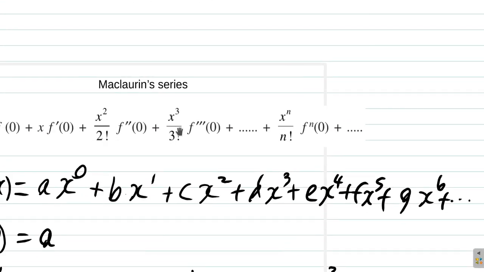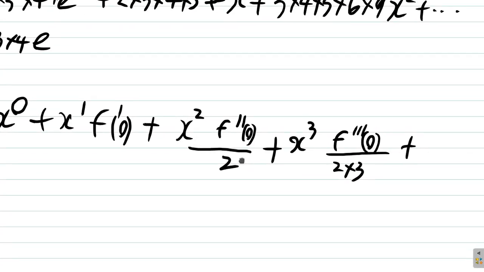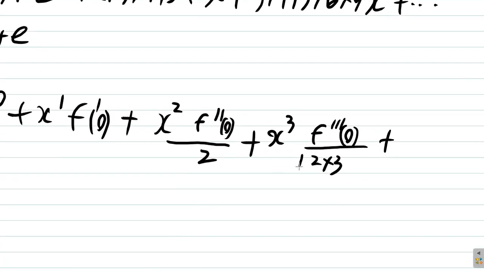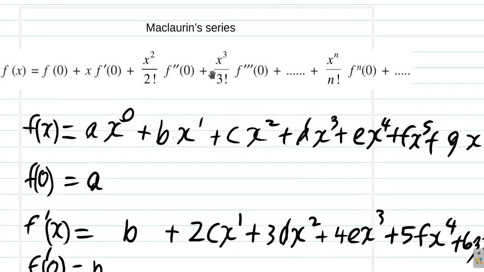Now notice they have it over factorials, so let's match it up with that. 2 times 3 is the same as 1 times 2 times 3, and if you remember your factorials, this is 3 factorial. 2 is the same as 2 factorial. So what we have is x cubed f triple prime of 0 over 3 factorial. They have x cubed f triple prime of 0 over 3 factorial. Good. And so on and so forth.